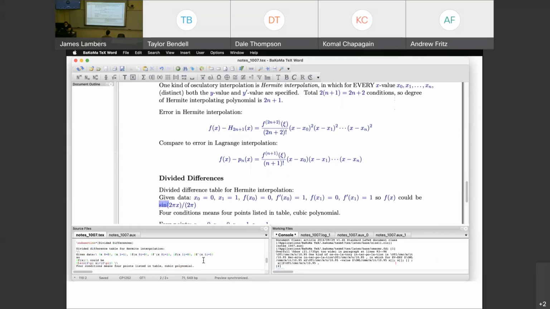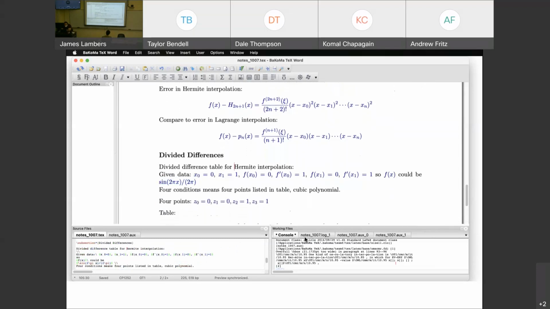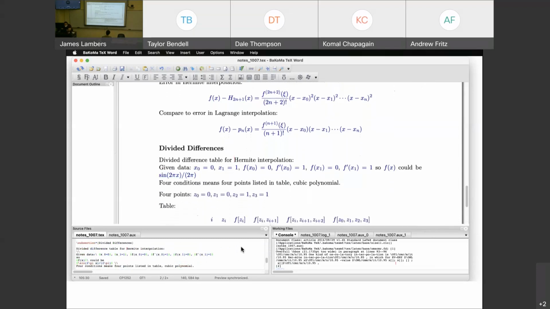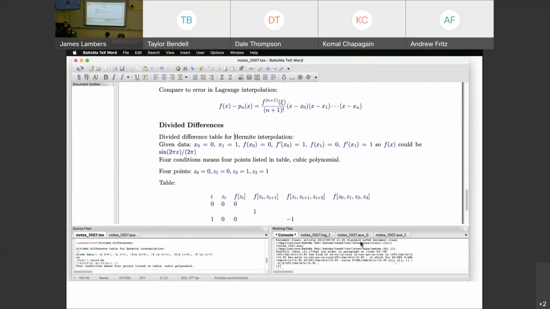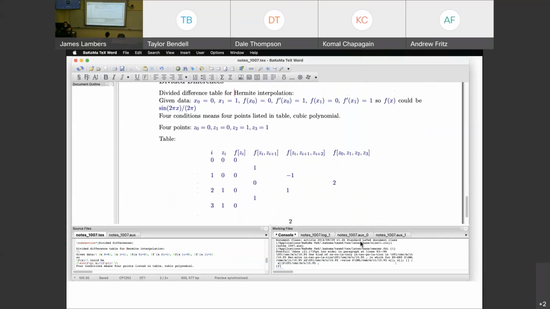This is an example of a function that would satisfy all 4 conditions. It's certainly not unique, but it could be something like this. So what I do is I define these new variables, z0, z1, z2, z3, and I set them equal to the x values, taking into account that each x value is listed twice. So these are not distinct. And then I construct my divided difference table using the z values.